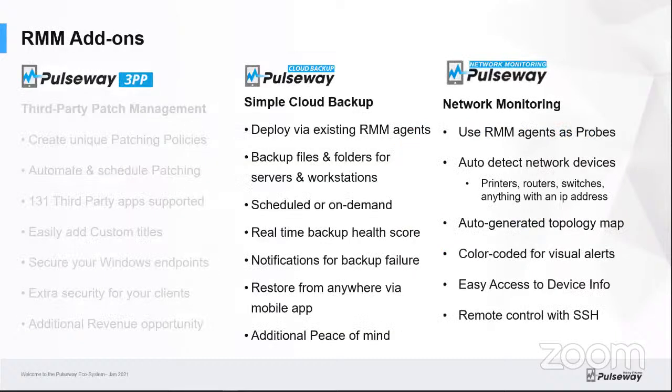Pulseway Cloud Backup. It uses the existing RMM agents to deploy, and it's a very simple backup of files and folders on servers and workstations. You can schedule it to be on demand. You can check your health and all that kind of stuff, and you get notifications if they fail.